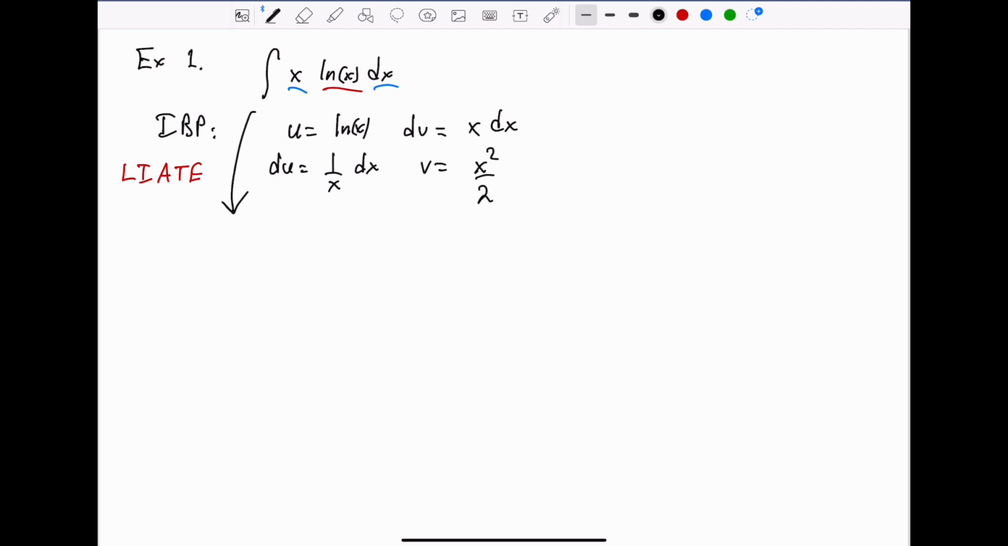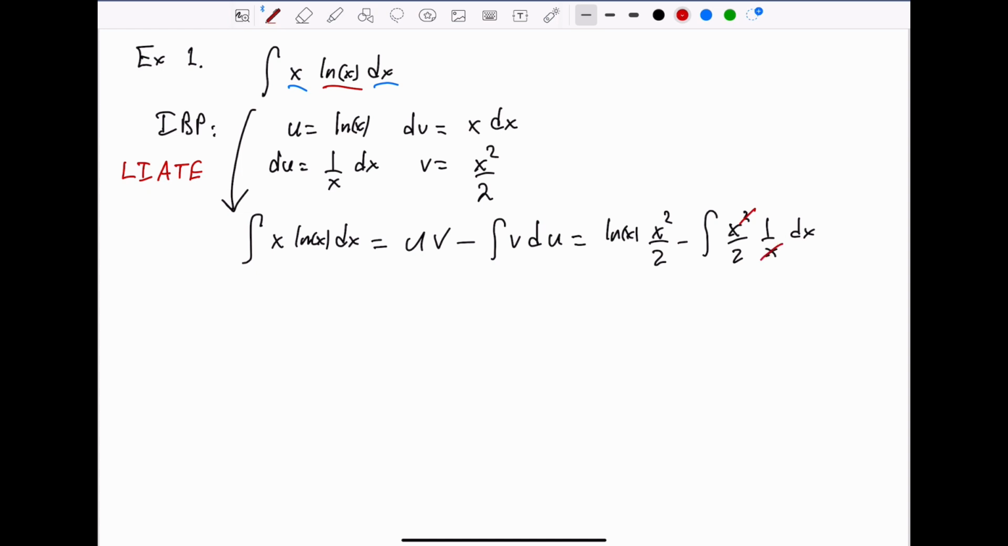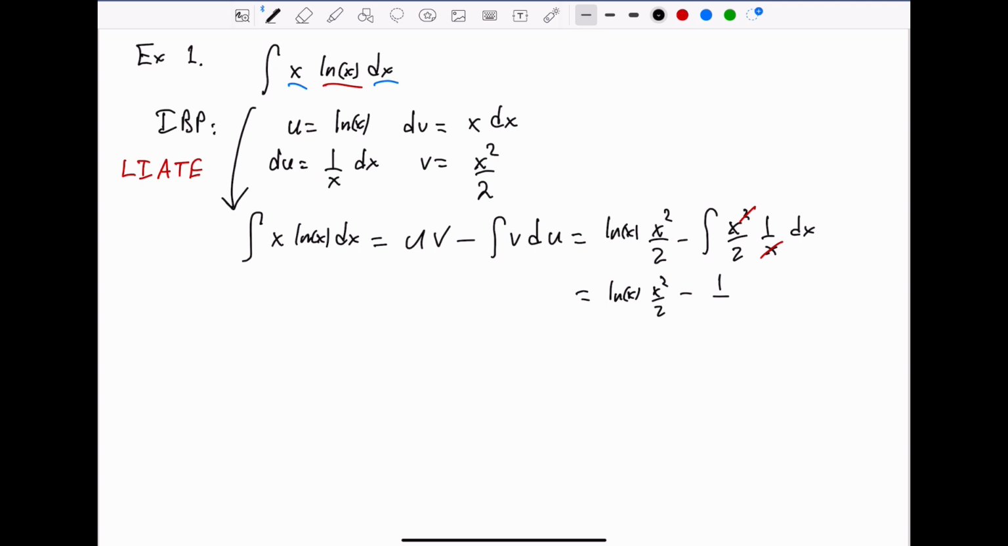Now I use the integration by parts formula. I have u times v minus the integral of v du. u is natural log of x, v is x squared divided by 2, minus the integral of v, x squared divided by 2, times du, 1 over x dx. I can cancel a power of x, and I have the integral of x divided by 2. So this turns into natural log of x times x squared divided by 2, minus 1/2 times the integral of x, which is x squared divided by 2. We add a plus c, and we have our answer.